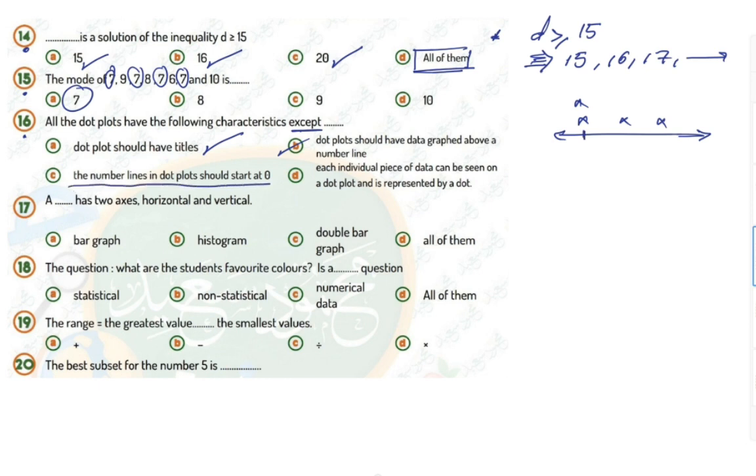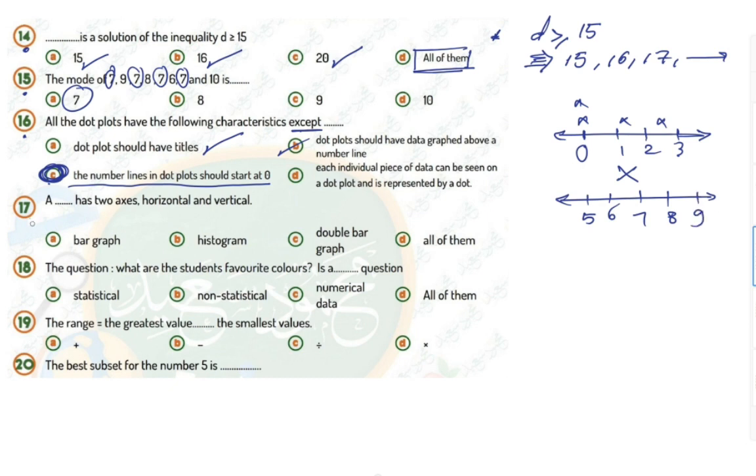Do you have to start here from 0, 1, 2, 3 and so on? Of course, no. So C is the correct choice because I can start the number line for a dot plot with any number. Maybe you start with 5, 6, 7, 8, 9 or any range of numbers.